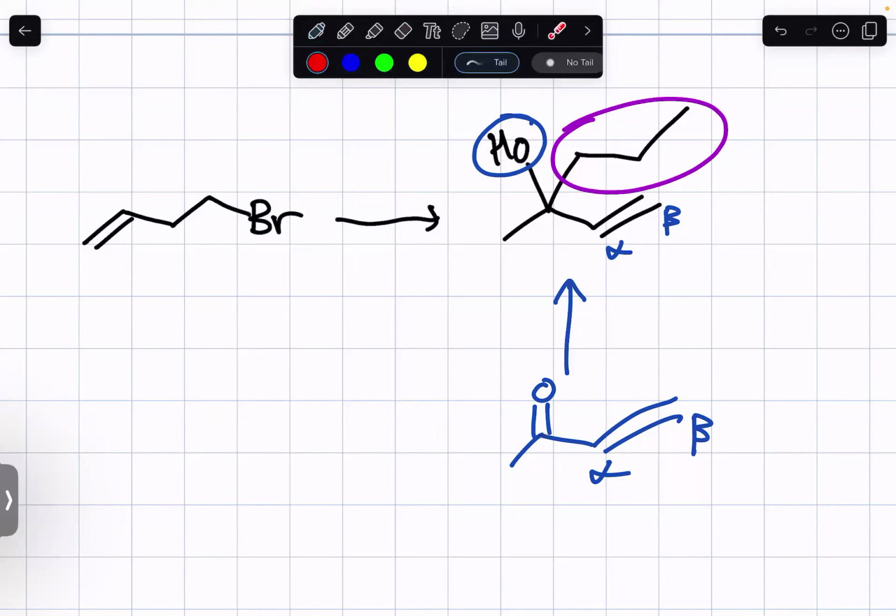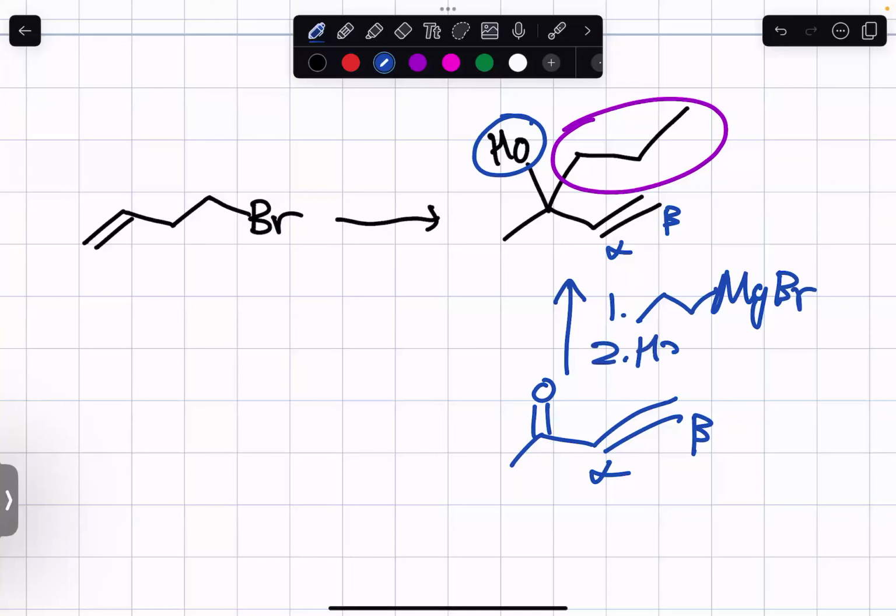We can't use the Gilman because the Gilman would attack the beta carbon, a 1,4-addition instead. So the Grignard we are going to use is 1, 2, 3, MgBr. Second step, acid workup to protonate the O minus. Right. So now we have to try to create this alpha beta unsaturated carbonyl from this thing here. It also has a chapter 18 reaction in here.